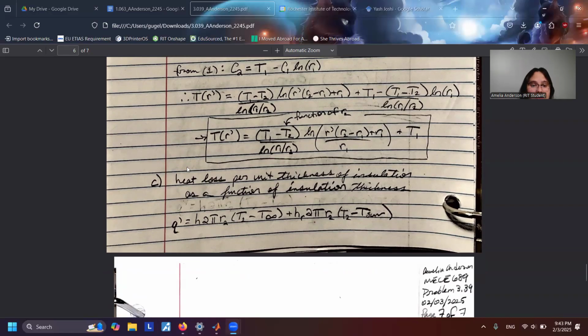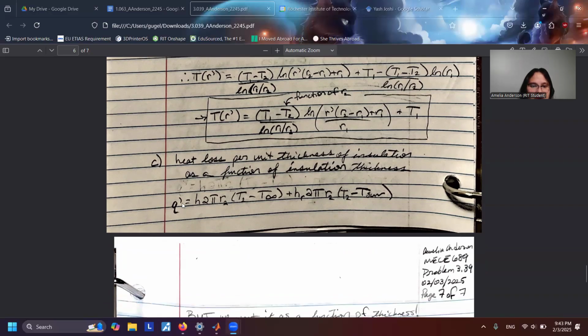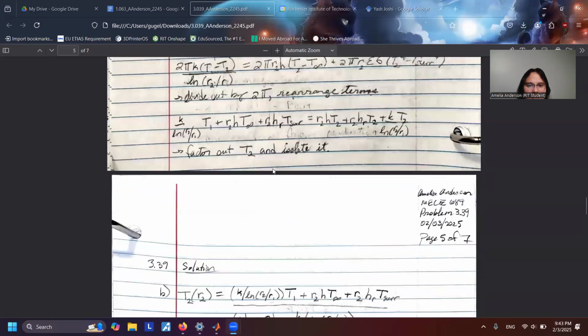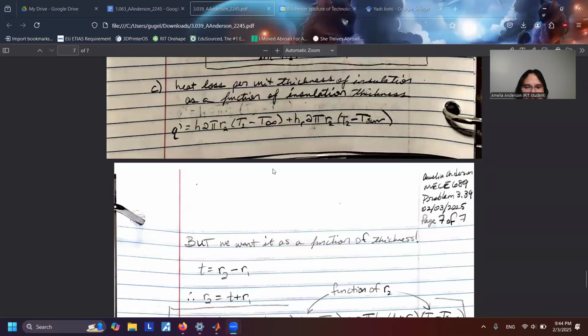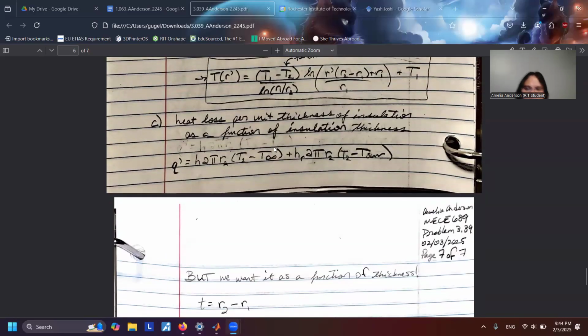Next, we are going to be doing a heat loss per unit thickness of insulation as a function of insulation thickness. So if we've got our Q prime, which is what we're looking for, because we know that it's steady state, we can say that the energy lost here per unit length, we're going to represent with the losses from the convection and the radiation. It's the same as the conduction, but it's more set in stone because they gave us the values for H and such.